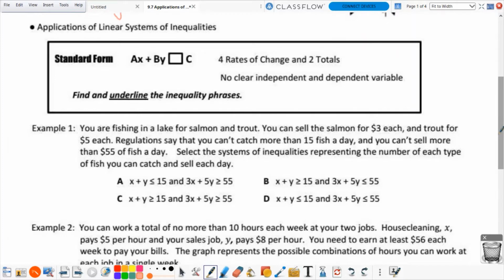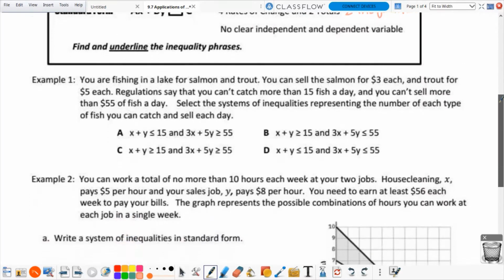All right, so the new part that we're learning today is applications of linear systems of inequalities. So we're going to learn the standard form. It's going to be ax plus by, then a box representing whatever your inequality is, and the value of c. So when we're dealing with these word problems, we're going to have 4 rates of change and 2 totals. And this means we're going to have 2 inequalities. Okay, and there will be no clear independent or dependent variable. It will make more sense once we actually put it into work.